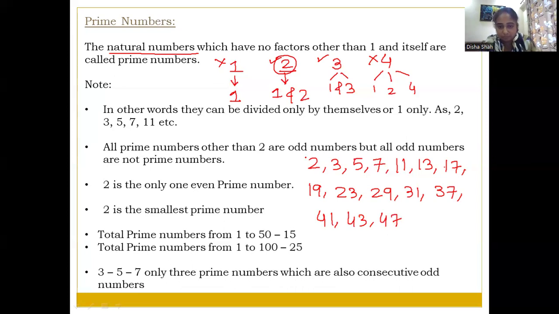कितने प्राइम नंबर्स हैं? In total there are 15 prime numbers. सो ये आपको पता होना चाहिए that the total prime numbers from 1 to 50 are 15 and total prime numbers from 1 to 100 are 25. So basically there are 15 prime numbers from 1 to 50 and 25 prime numbers from 1 to 100.